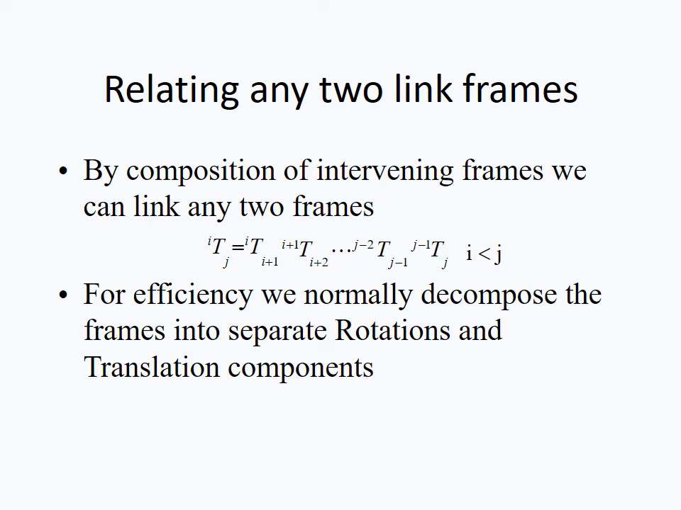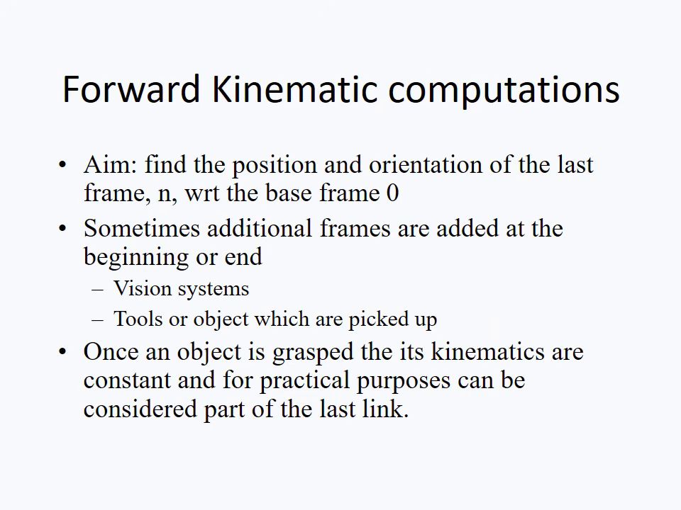To define the end effector, we need to define the n number of rotation values and the n number of translation values used in the previous joints. It defines the end effector position and orientation. Mainly, the aim of forward kinematic computations is to find the position and orientation of the last frame n with respect to the base frame. So the last frame value with respect to 0, that is the base frame.